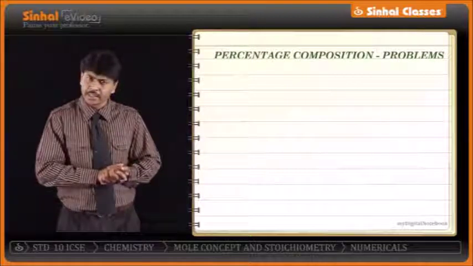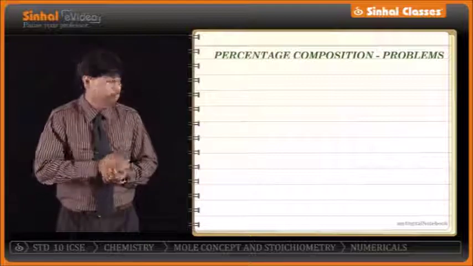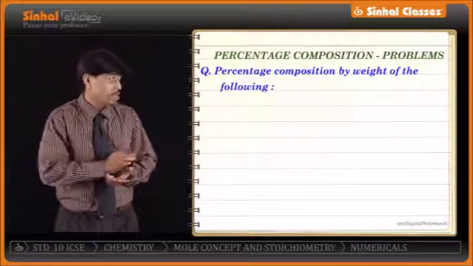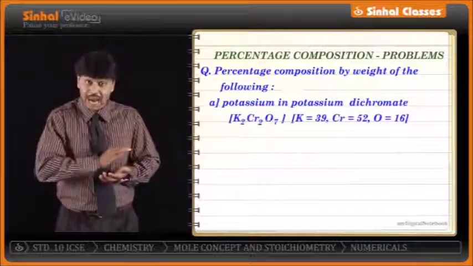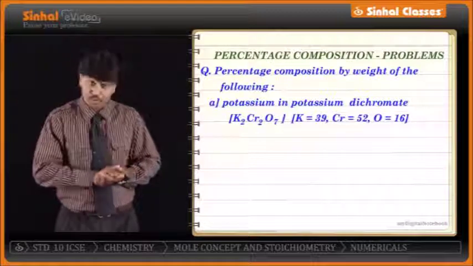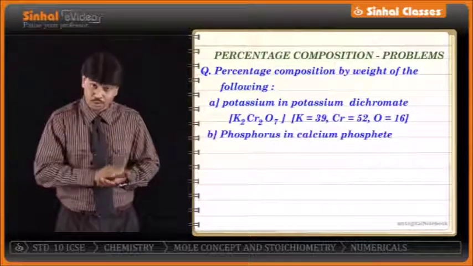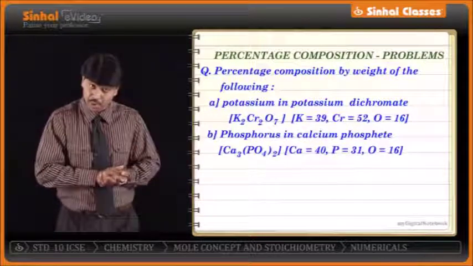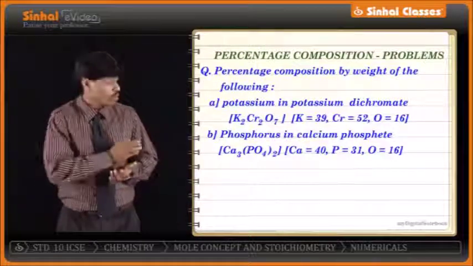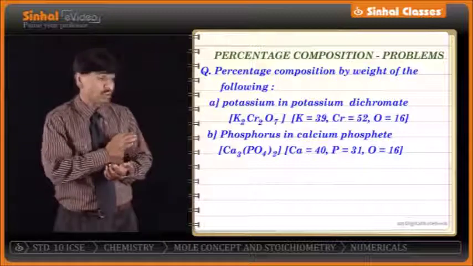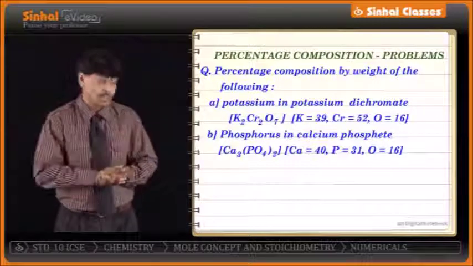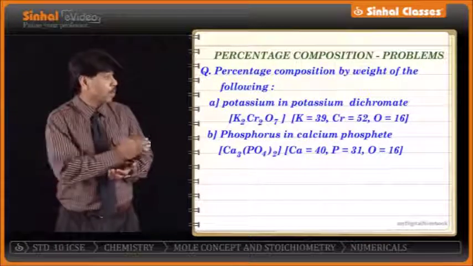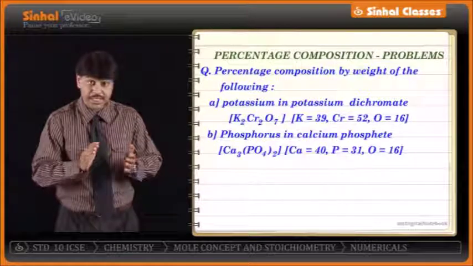To begin with, the question which might be asked to you is: calculate the percentage by weight of the following. First, potassium in potassium dichromate. Second, phosphorus in calcium phosphate. The weights will be given to you in brackets. K, that is potassium, weight is 39. Chromium, Cr, weight 52. Oxygen, 16. Calcium, 40. Phosphorus, 31. Oxygen, 16. Now let's take the first part.